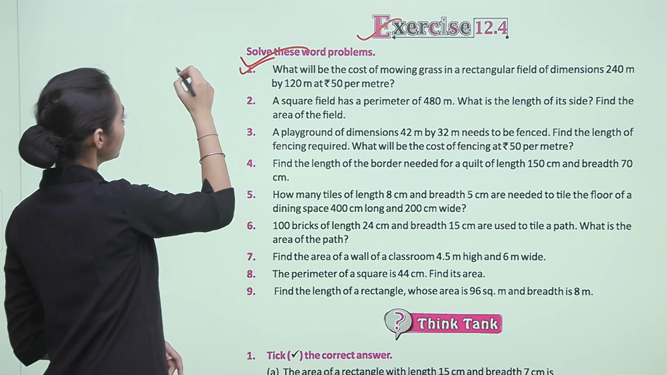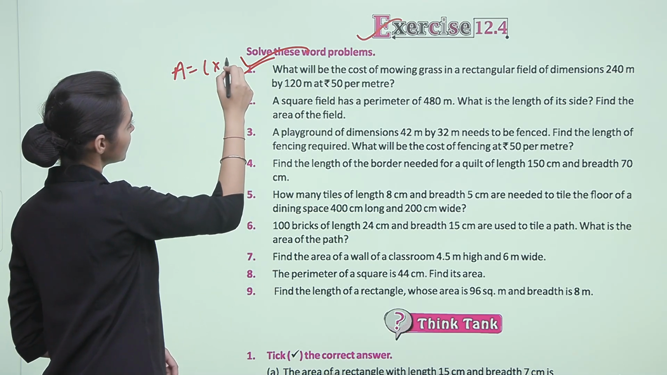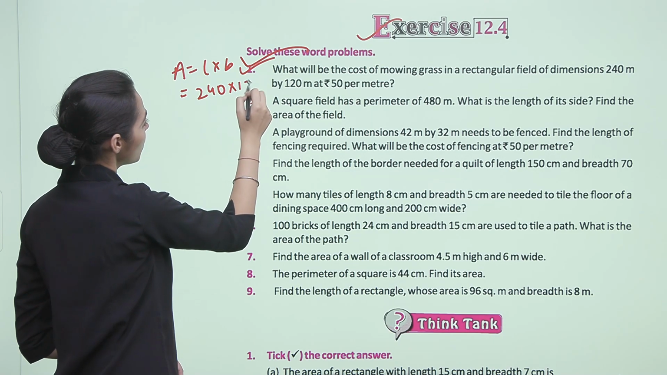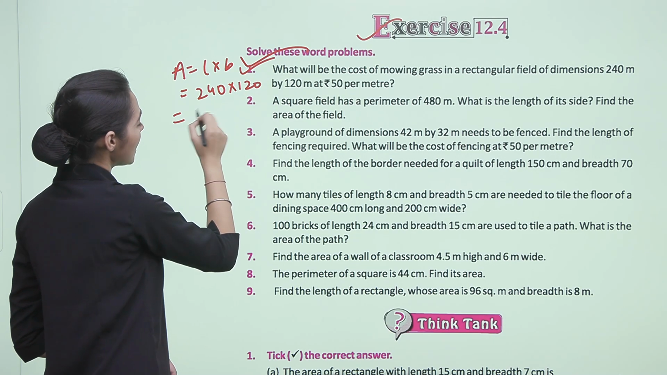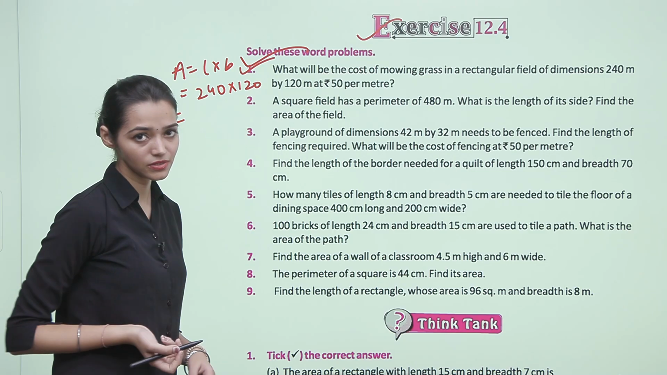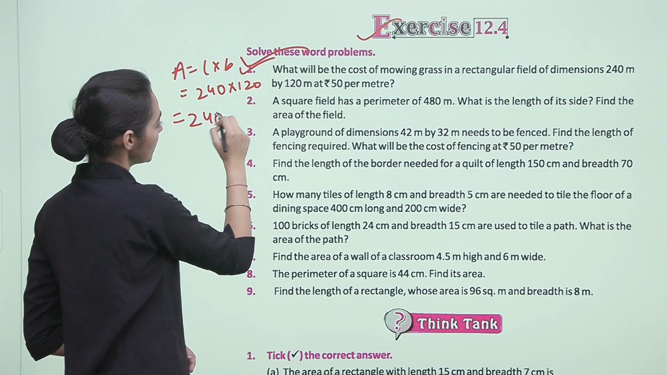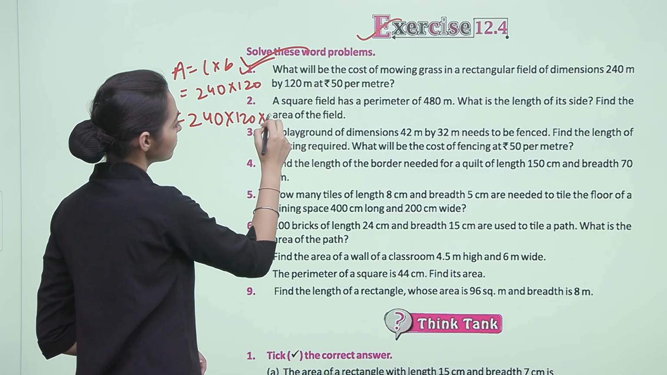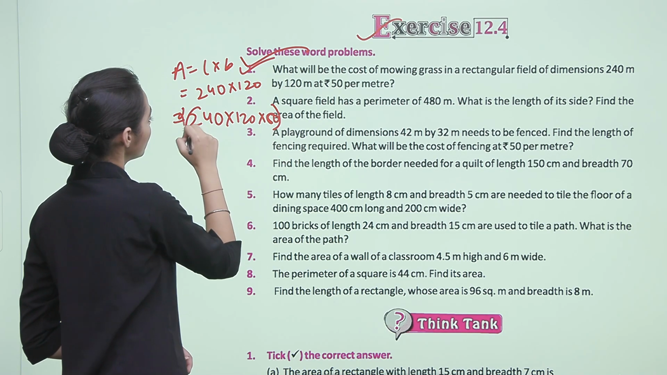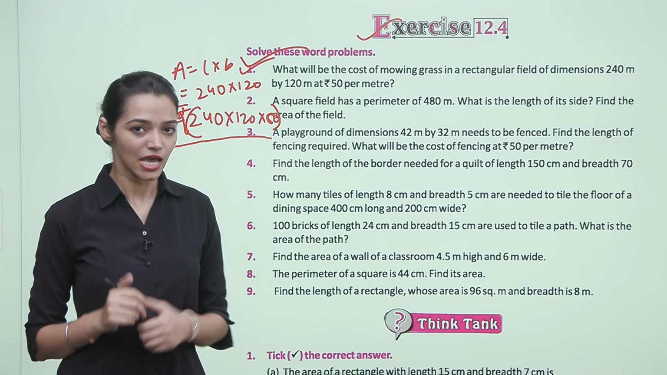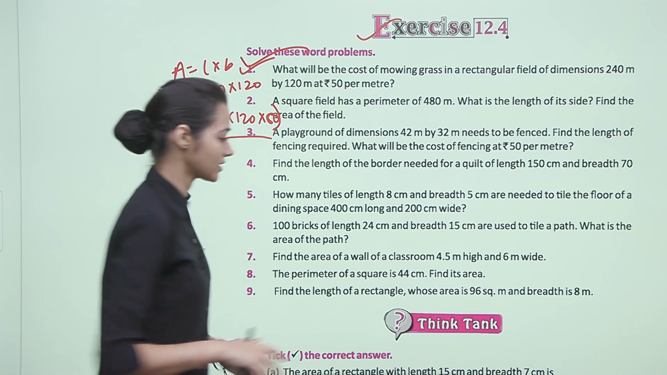So for this one we know that area is equal to length into breadth, that is equal to 240 into 120, and after multiplying both the terms we will multiply them by 50, that will be the cost of mowing grass in a rectangular field. That's how we can complete the remaining part.